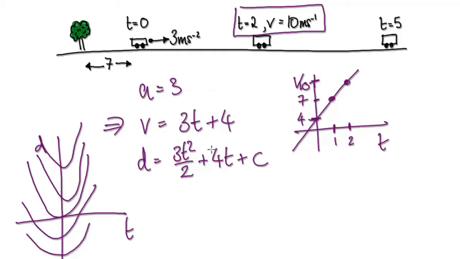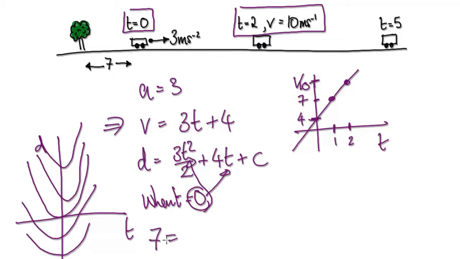Well, if you look at this, when time equals 0, the distance away from the tree is 7. So when t equals 0, the distance away from the tree is 7. So put 0 into the t. The whole thing here would disappear. So that would then give you c equals 7. So when time equals 0, the distance away from the tree is 7, meaning our c is 7.